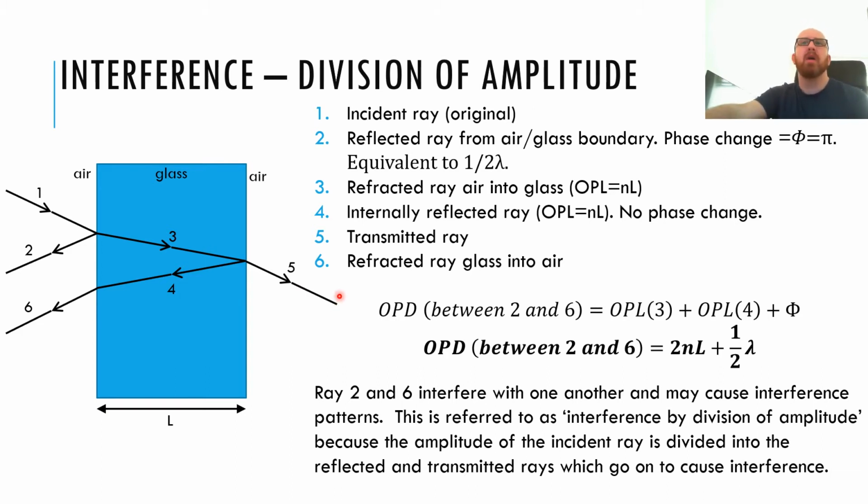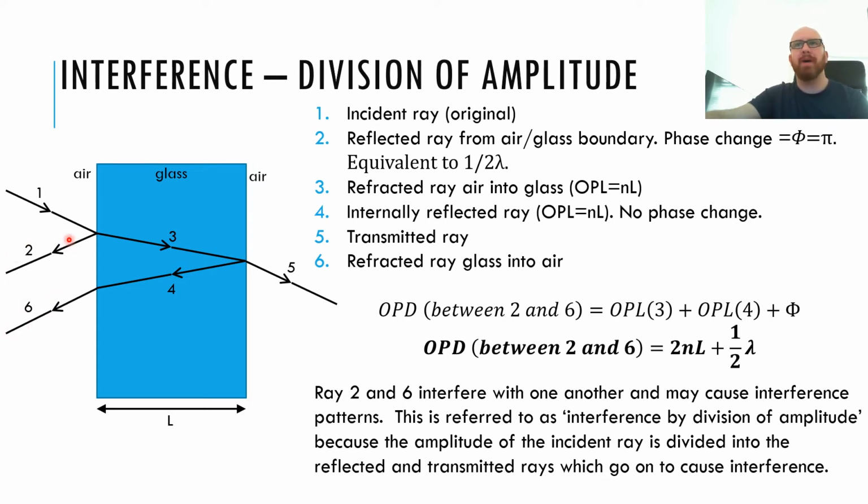Number 5 is the transmitted ray that goes through, and in all honesty we're not actually interested in that one. Number 6 is the refracted ray, glass into air, so once number 4 reflects back, this refracts again as it comes into air. So we're not interested in 5 at all, we're interested in these two rays that are reflected back, one from here, one from here. When the light comes in, you get waveforms coming off, 2 and 6, and it's 2 and 6 we're interested in, and how they interfere with one another.